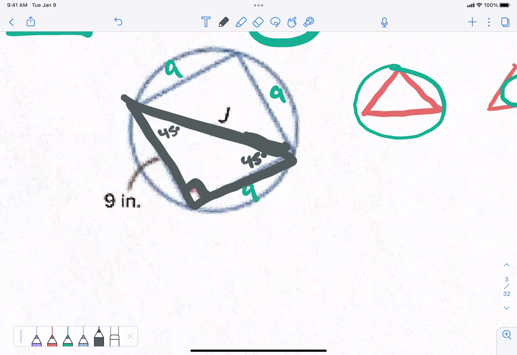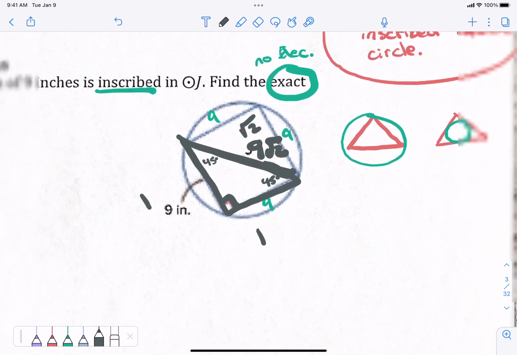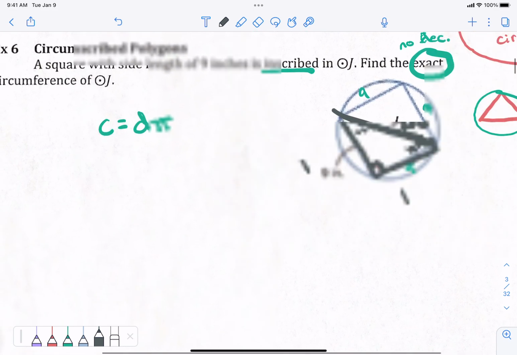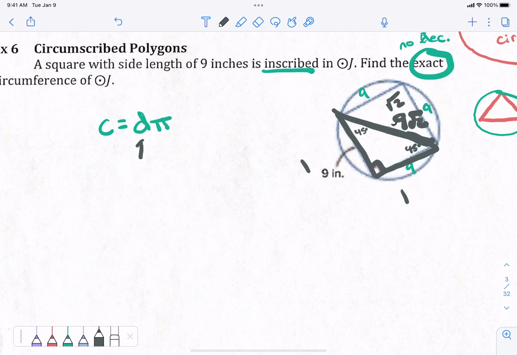So what's the units for 45, 45, 90? 1, 1, square root of 2. So if this is 9 and 9, this would be 9 square roots of 2. So my diameter is 9 square roots of 2. Do you see how that works? No decimals, right? So diameter is 9 square roots of 2. And then my circumference would be 9 square roots of 2 pi. If I multiply that together, we're going to get a decimal. But that's not exact. So what do I do for exact circumference?